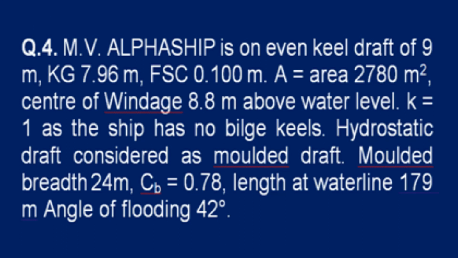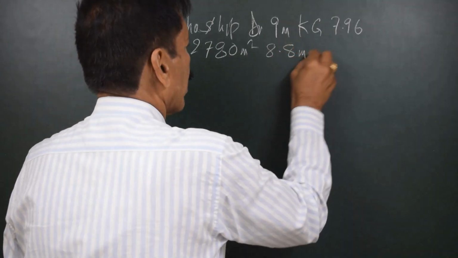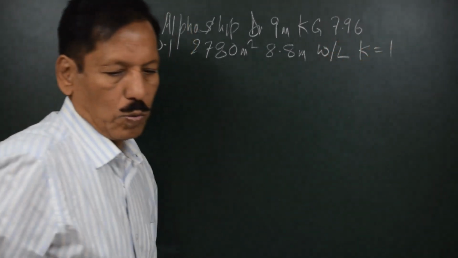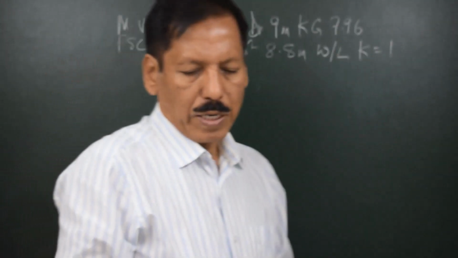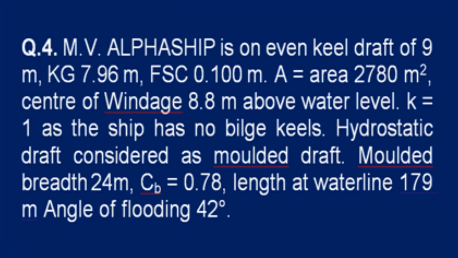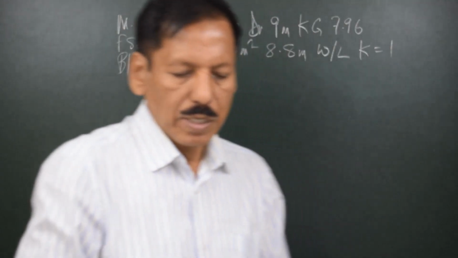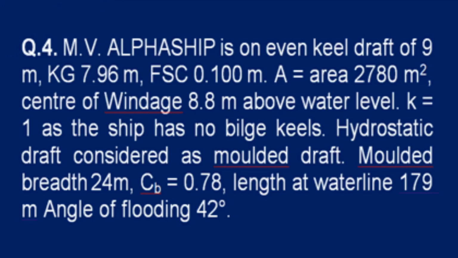K is equal to 1. The center of windage is 8.8 meters with respect to water level. K is equal to 1. The ship has no bilge keels. Hydrostatic draft is considered as molded draft. Molded breadth is 24 meters, CB is equal to 0.78. Length at waterline is 179 meters. Angle of flooding is 42 degrees.